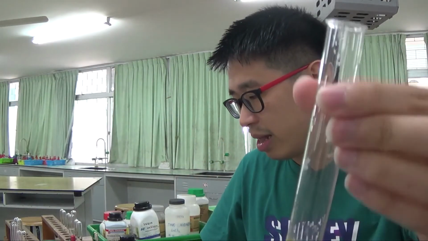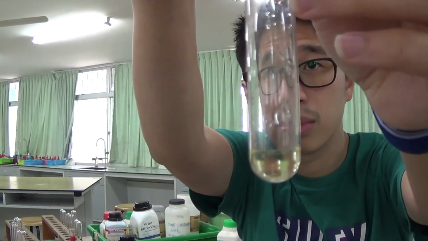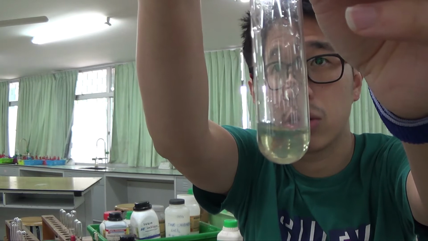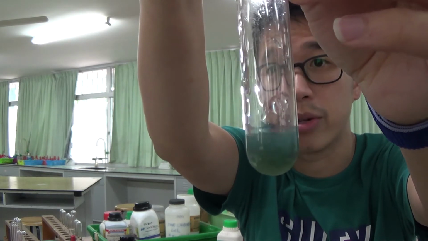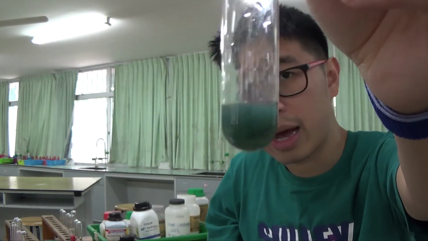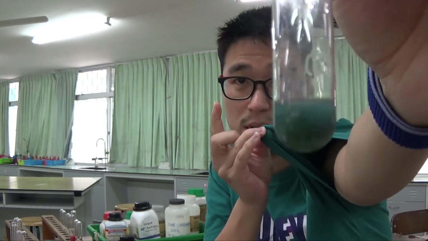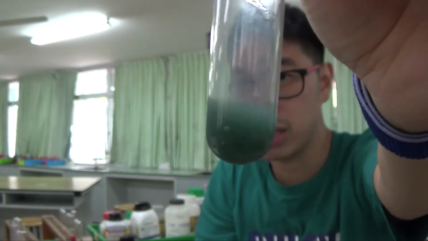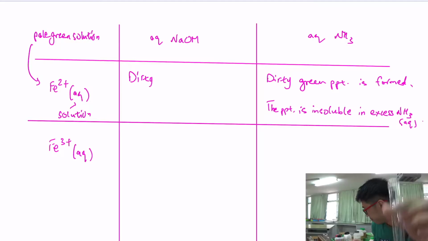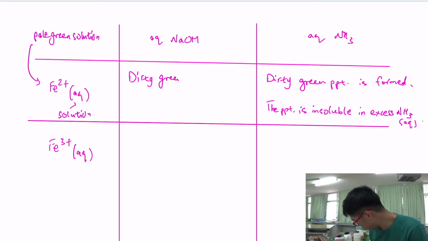hydroxide. So here I'm going to add sodium hydroxide, and let's see what happened. Iron(II) plus with sodium hydroxide gives me the same kind of precipitate. This is a dark green or dirty green. It's not really dark green, it's dirty green. It is a precipitate. You can't see through it. So with aqueous sodium hydroxide you get the same thing. Dirty green PPT is formed.